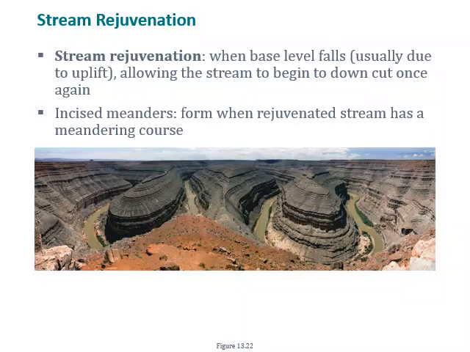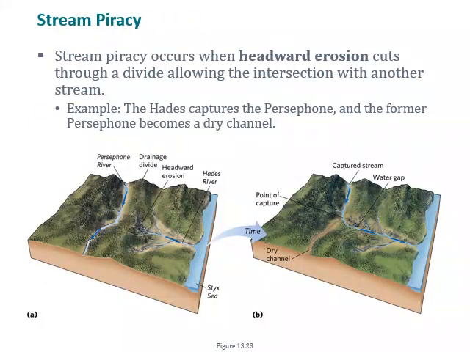Stream piracy occurs when headward erosion cuts through a divide, allowing the intersection with another stream. This example has the Hades River capturing the Persephone, the former Persephone becoming a dry channel.